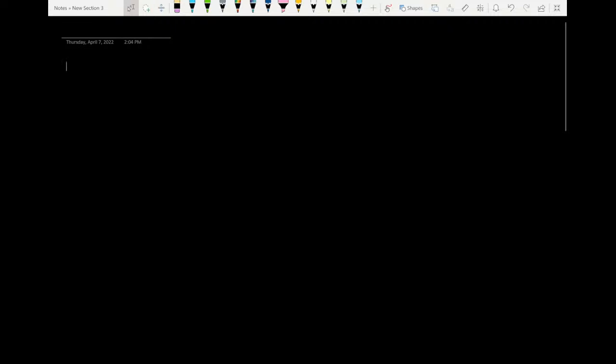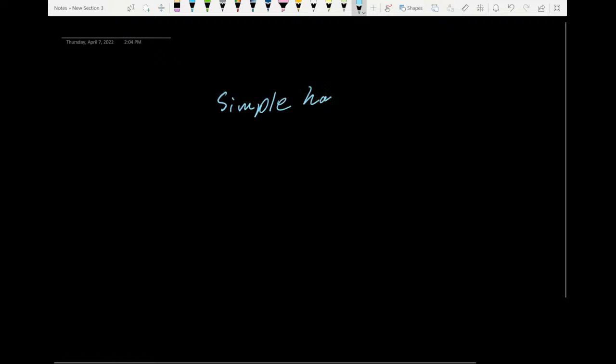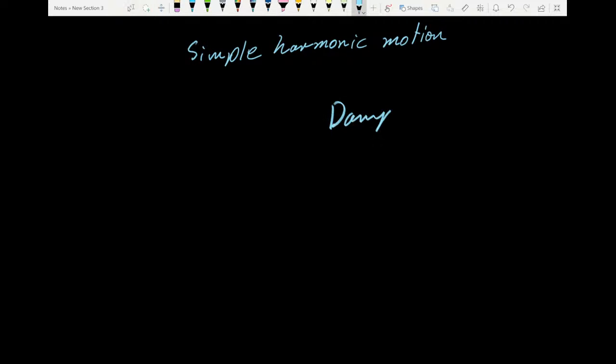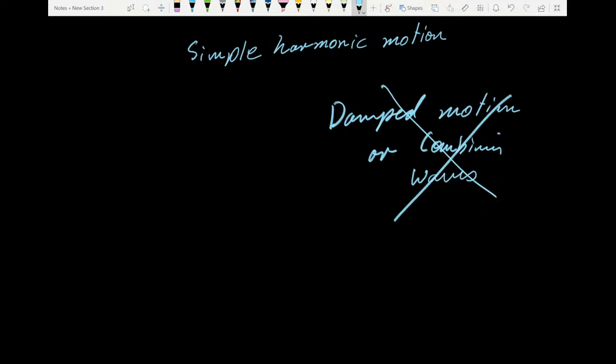All right, in this section we're going to study simple harmonic motion. Now, we're not going to study combining waves or damped motion. It might be part of the homework, but it's not going to be on the exam.